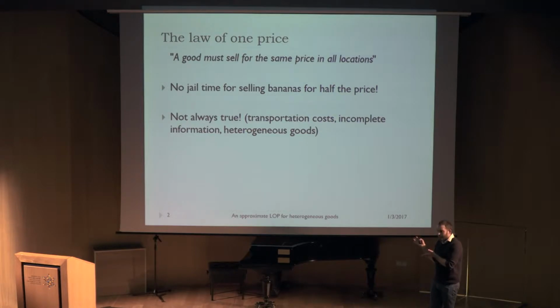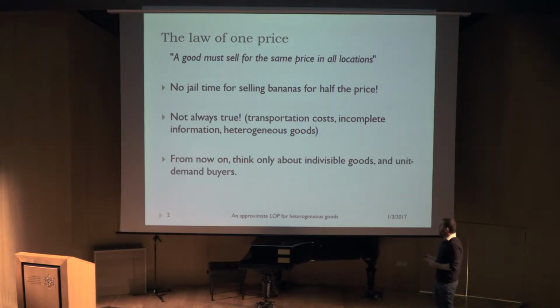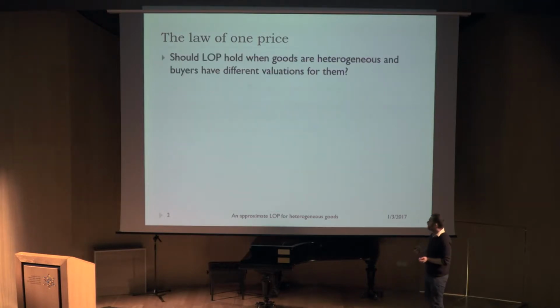What I'll try to show you in this presentation is that it might hold for heterogeneous goods to some extent in most markets. And from now on, I want you to think about indivisible goods. This is because otherwise it's too simple. And I want you to think about unit demand buyers and unit supply sellers. This is a technical restriction, it's not very important. So, why doesn't the law of one price hold when we have heterogeneous goods?